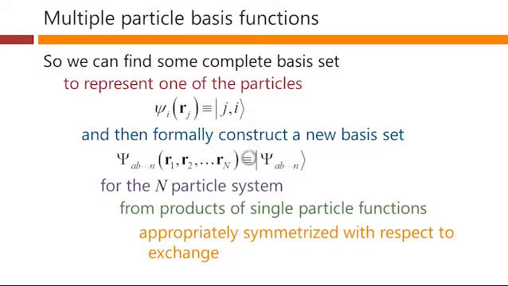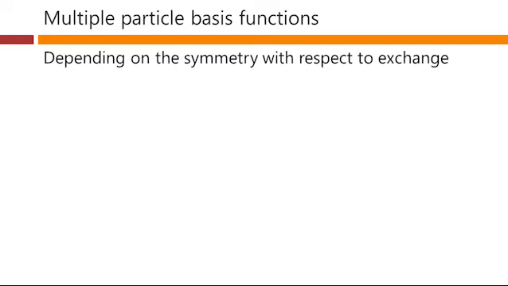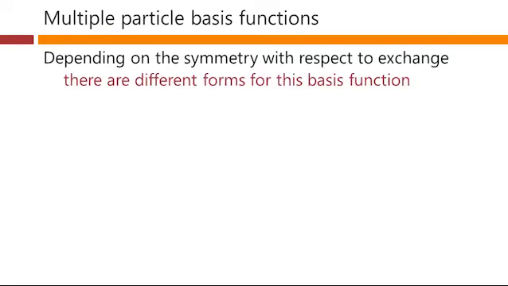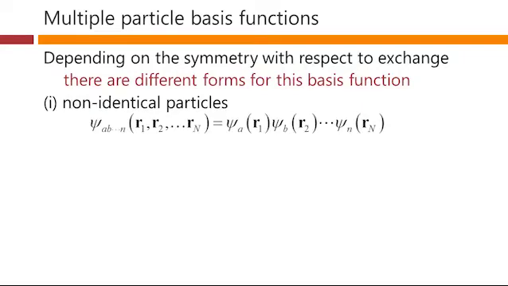But of course, this entire basis function has to be appropriately symmetrized with respect to exchange to correspond to whatever class of particles we're talking about, such as non-identical particles or bosons or fermions. So, depending on the symmetry with respect to exchange, there are different forms for this basis function. For non-identical particles, it's straightforward. One particular basis function for these capital N particles here would be particle 1 in some state A, particle 2 in some state B, and so on.